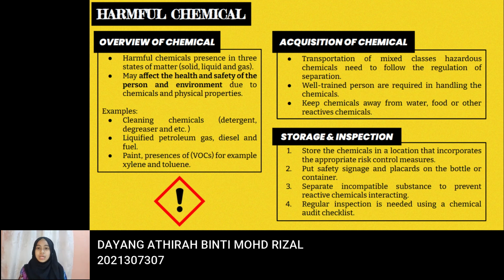So for storage, this chemical needs to be stored with appropriate risk control measures and needs to have safety signage or placards on the bottles or containers, so that the person handling this chemical knows that it is harmful. So lastly, regulation inspection is needed using an audit checklist in order to prevent any risk.